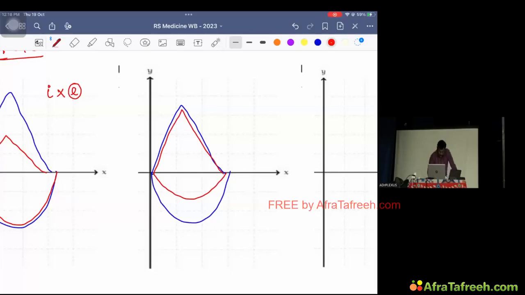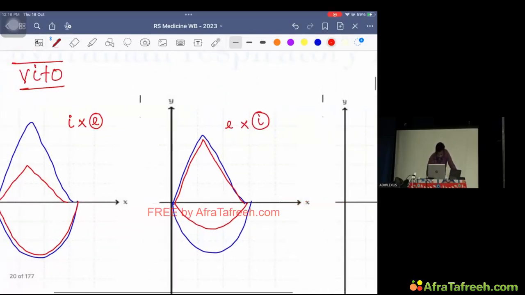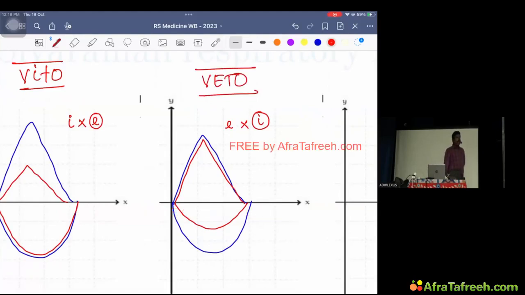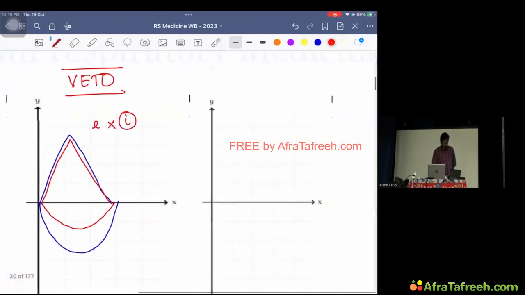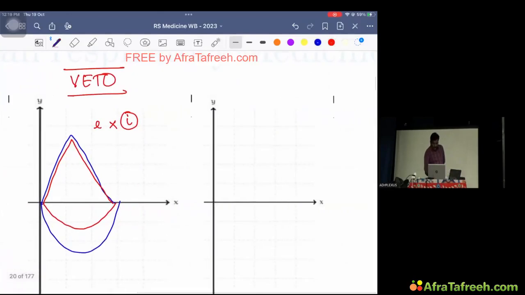So this kind of obstruction is an extrathoracic obstruction, where the inspiratory limb is going to be affected, and this is called variable extrathoracic obstruction, VEO. Variable extrathoracic obstruction.